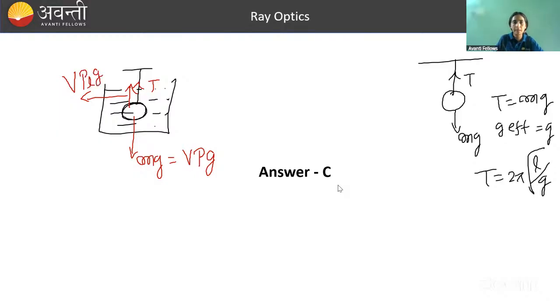If you write the equilibrium condition, you will write here T equal to, how much will you write? आप क्या लिखोगे बताओ?